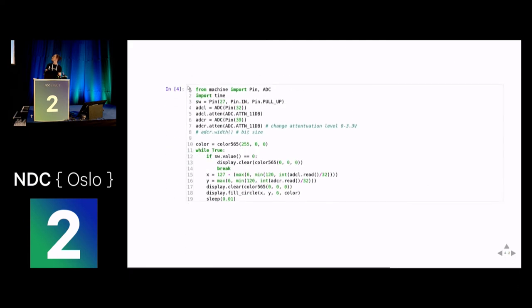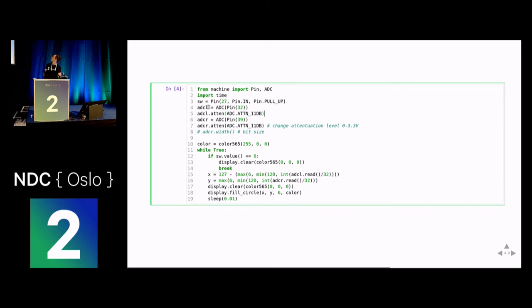So here, from machine, we import ADC now, which we're going to need. We're going to specify a button. So this is the switch button. We're going to use it to interrupt. ADCL is the left and the right. It should maybe be XY. So we're going to set up these. And then we're going to run a loop where if we click the button, then we clear the display and break out of the loop.